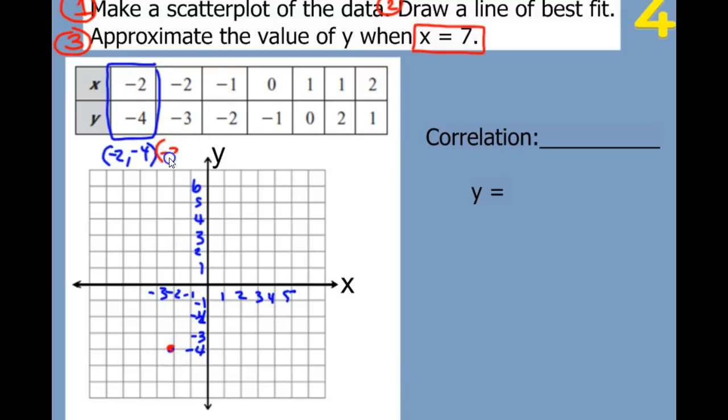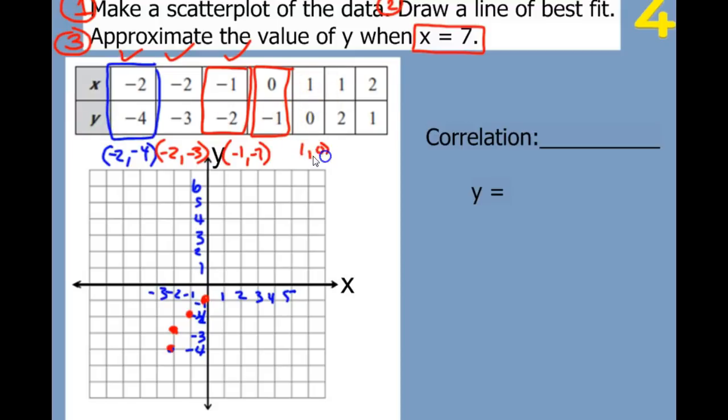Our next point is -2, -3. So x is negative 2, and y is down 1, 2, 3. Now we have negative 1, negative 2. So negative 1 is to the left, negative 2 is down 2. Then I have 0, negative 1. So x is 0. We're not going left and right, just down 1, because y is negative 1.